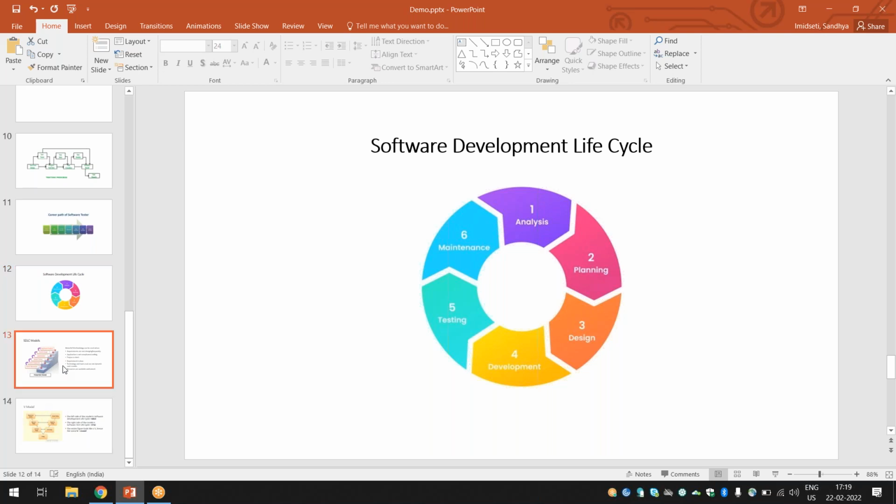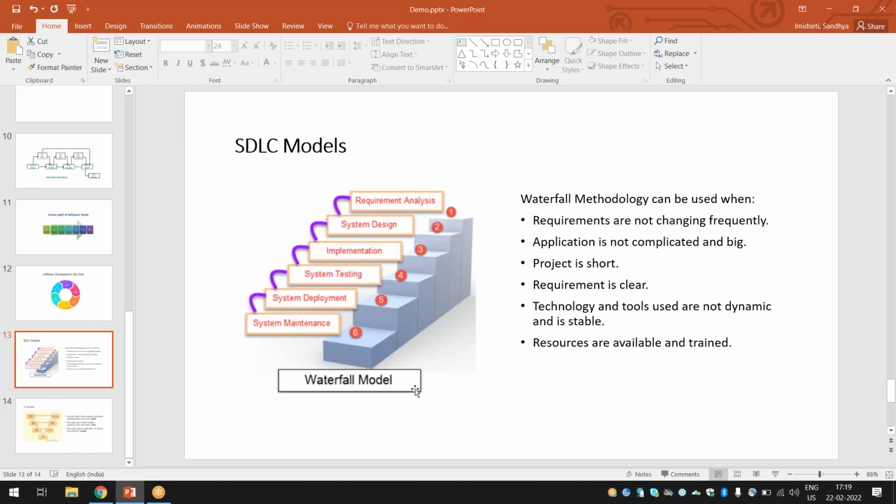So in these SDLC models, we have two different types of models. One is the sequential model, as well as the iterative models. Why are we doing these software development lifecycle models? Based on the cost, the resource availability and the time, our leadership team will decide which model we have to use to implement a software.